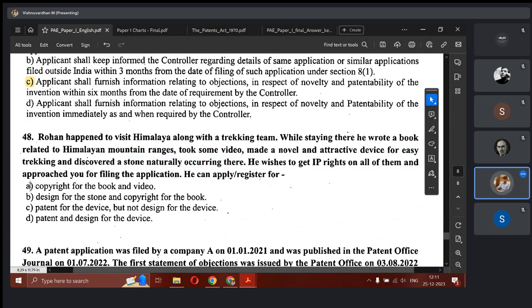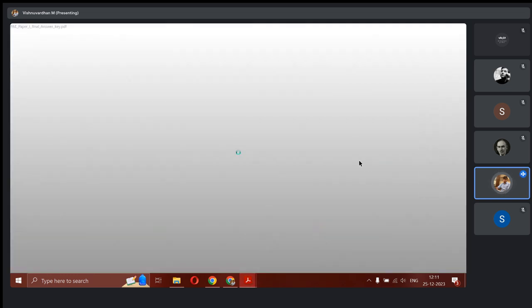Copyright for the book and video, for sure. I already mentioned this. So this is true. Then design for the stone and copyright for the book. You cannot get a design for any naturally occurring substance like a stone. So this is false. Then patent for the device, but not design for the device. Again, there is no reason for you to not get the design because it is attractive, right? There is some aesthetic feature to it. So C is also wrong. Patent and design for the device is correct. So option has to be A and D. 48 is A and D.